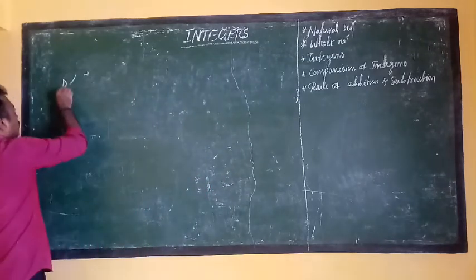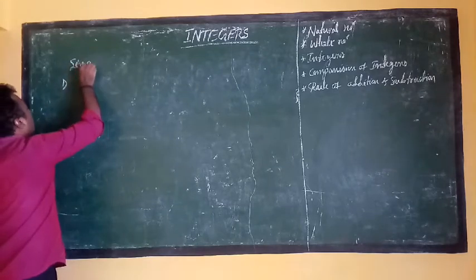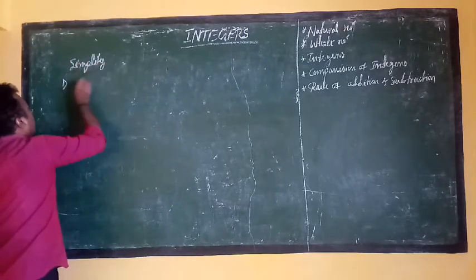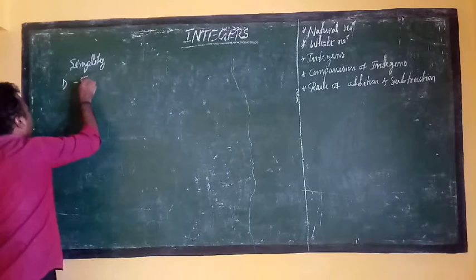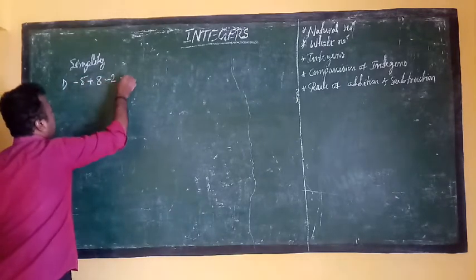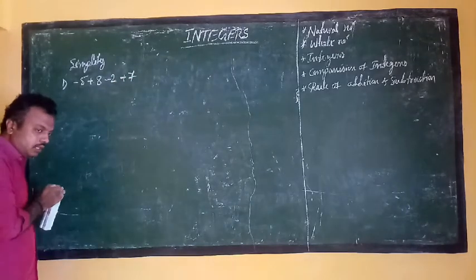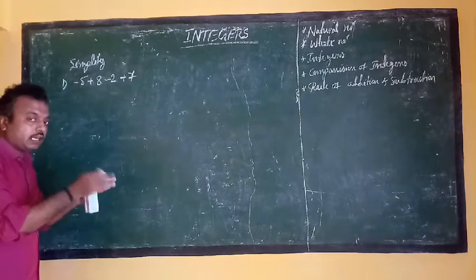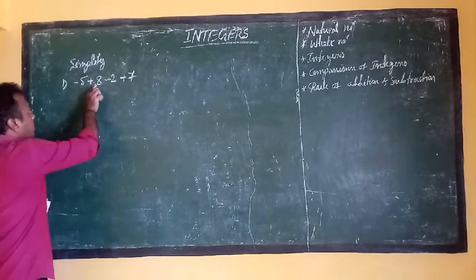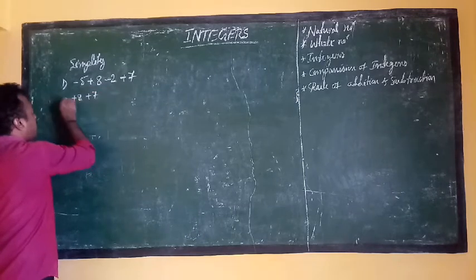See, simplify. First, minus 5 plus 8 minus 2 and plus 7 is there. First we have to write the positive signs on one side and the negative signs on another side. So first the positive signs, I will write plus 8 and plus 7 as the first step.